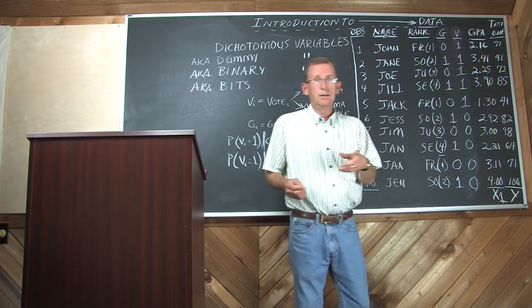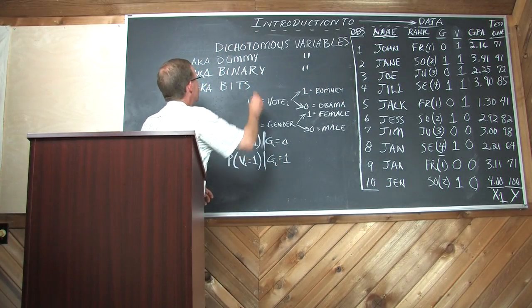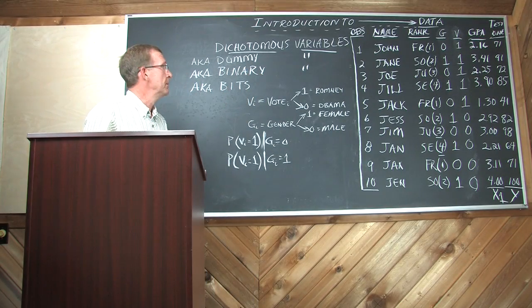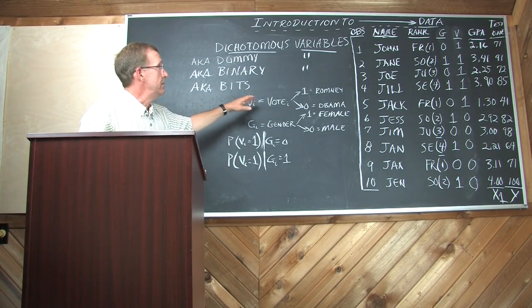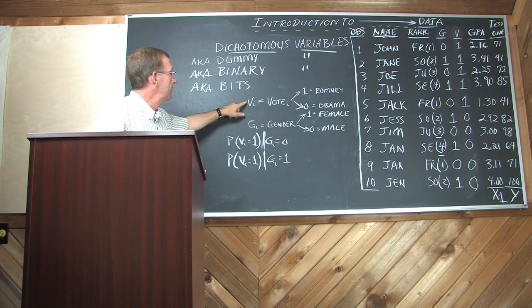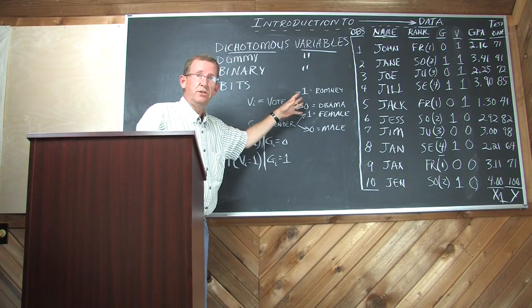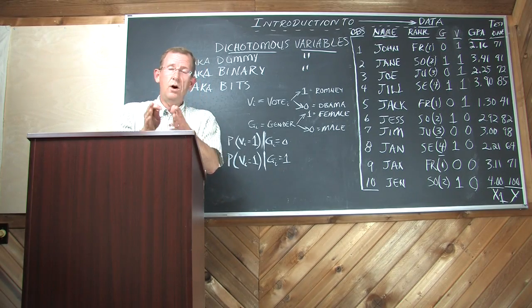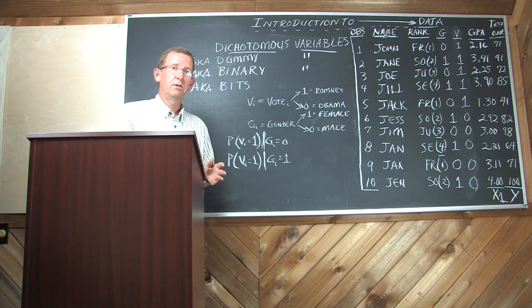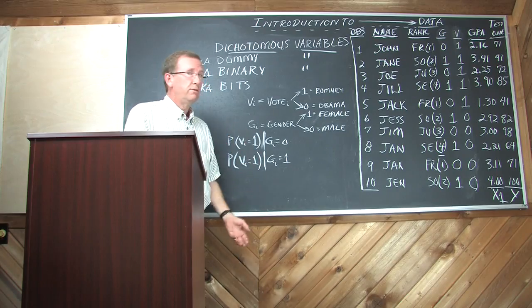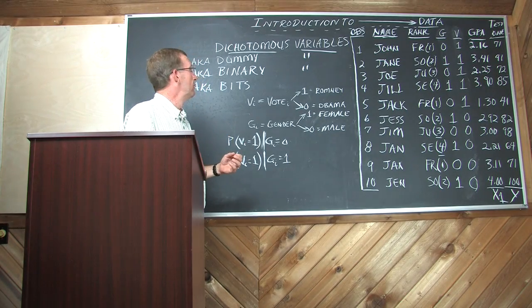Each of these are what's known as dichotomous, which means they only have two. Dichotomous variables have only two categories, and I'm defining them here. G is gender, and V is vote choice, let's say from the 2012 general election, presidential election. Scored 1 if the person voted for Romney, and 0 if the person voted for Obama. You can switch those. Gender scored 1 for female and 0 for male.